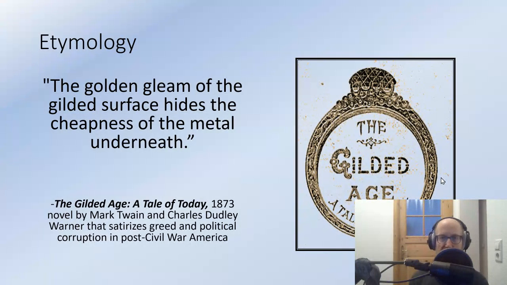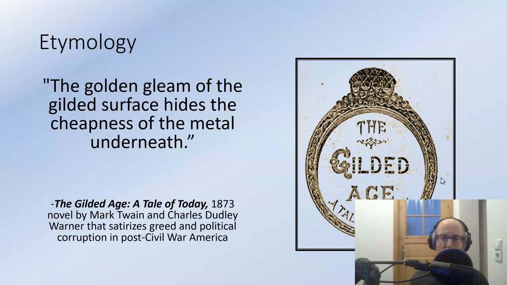And there is a passage in the book where Twain and Warner say, and I'm quoting here, "the golden gleam of the gilded surface hides the cheapness of the metal underneath." So something that is gilded, like if you could imagine a statue that is painted gold, but beyond that gold is just stone or granite, bronze. It's a gilded statue, right? A gold plated necklace is a gilded necklace.